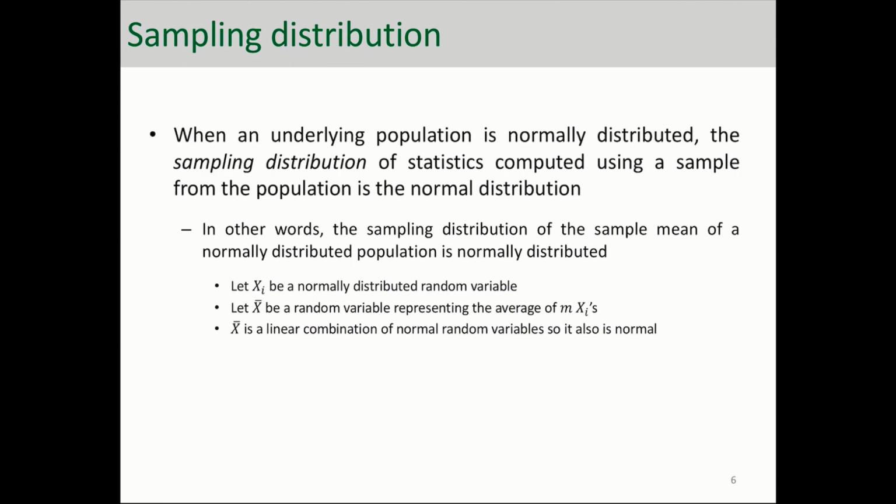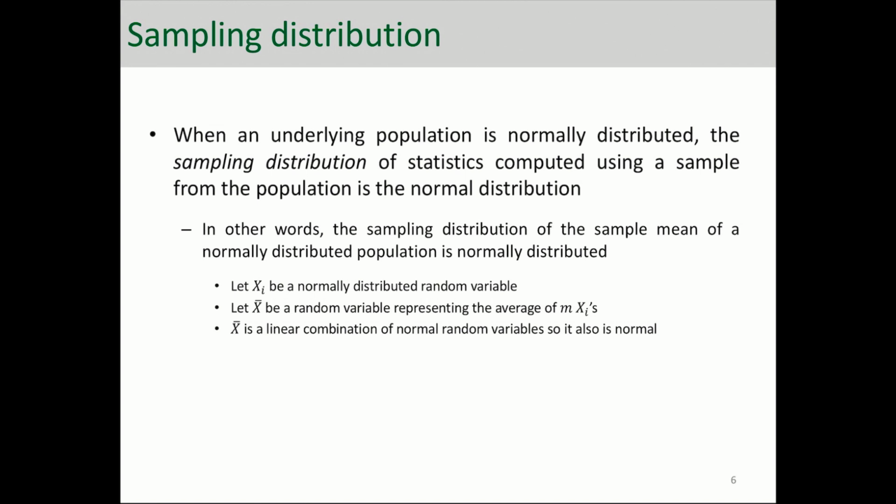So what does this sampling distribution look like? When the underlying population is normally distributed, let's say your individual cholesterol level is normally distributed, then the sampling distribution of the mean or any statistic will be normal.